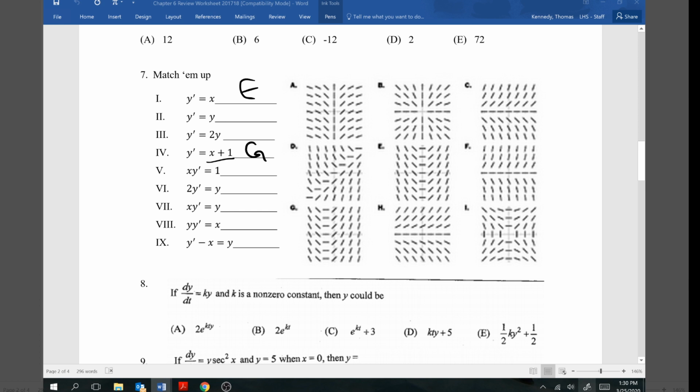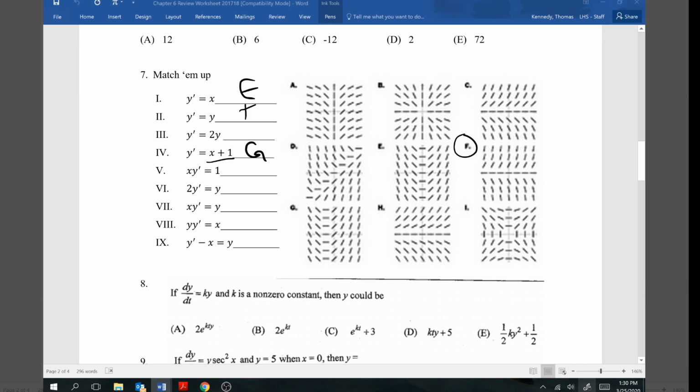Okay. Y prime equals y means the slope of the graph is just equal to the y value. And so that's like this guy here, which has its slope always equal to its y value. Or, yeah, no, it's just that guy.